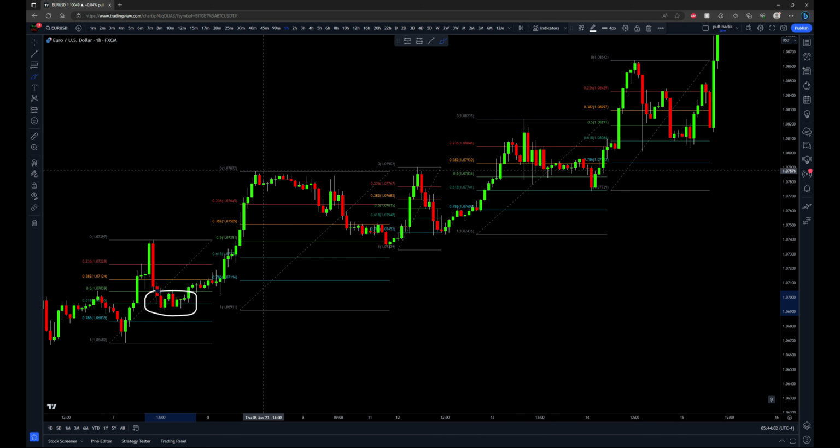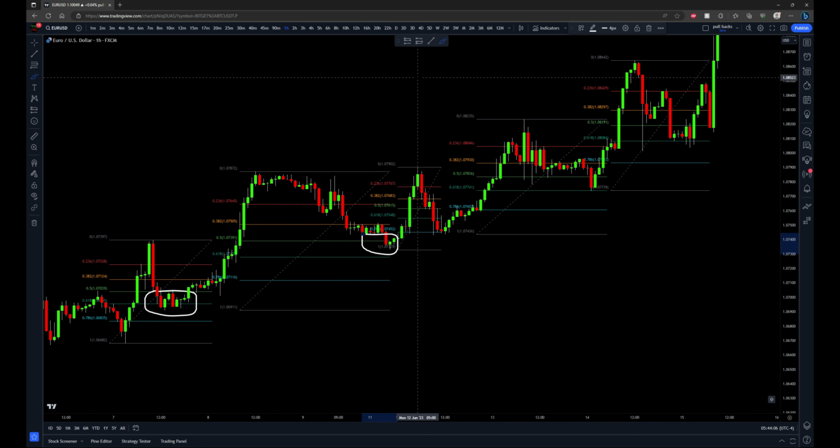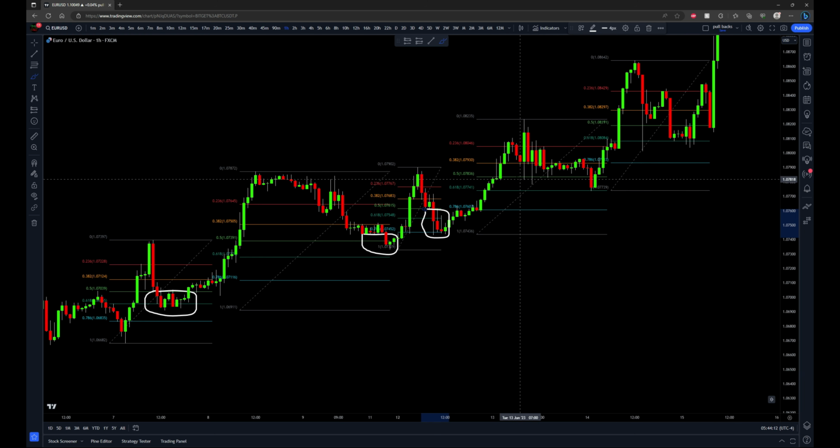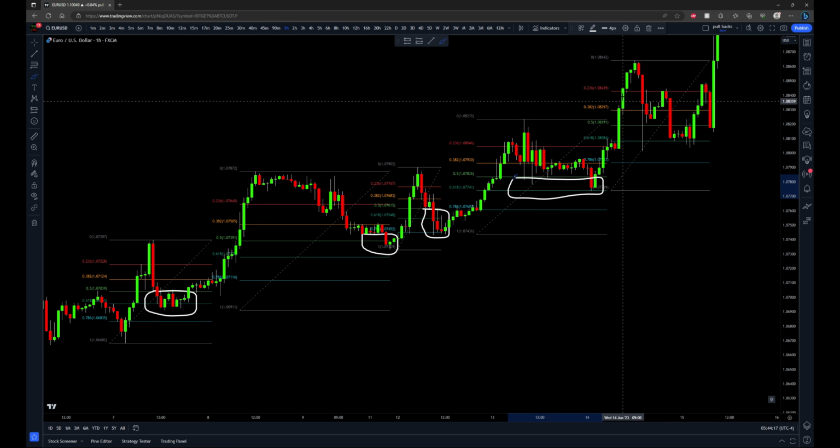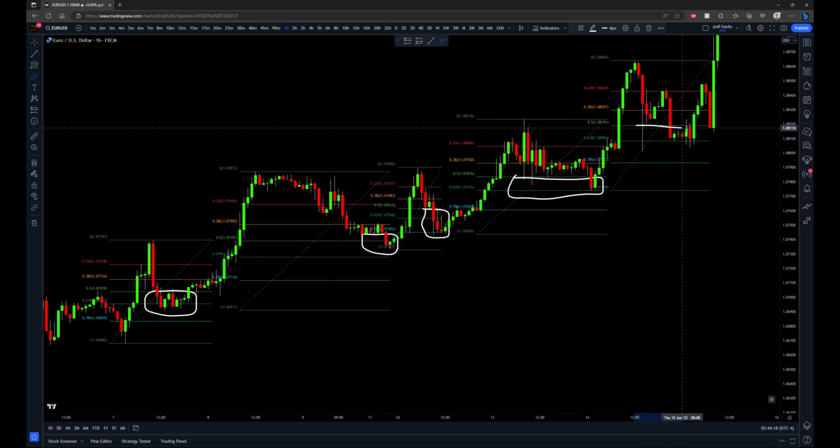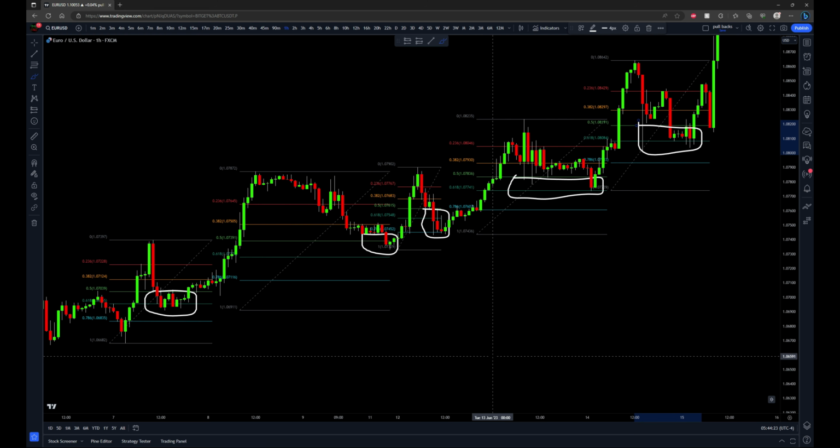Then we have another impulsive move and a correction where we could look for entries down here. Another impulse correction where we could look for an entry down here. Impulse correction below the 50% level, looking for that entry. And finally, this example here, looking for that entry down here. So looking for a discounted entry below the 50% retracement level of the Fibonacci retracement, drawing from the low to the high of an impulsive move in an uptrend.